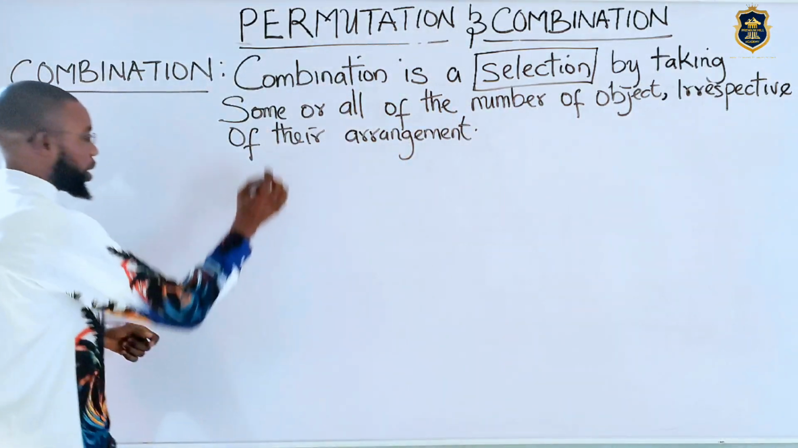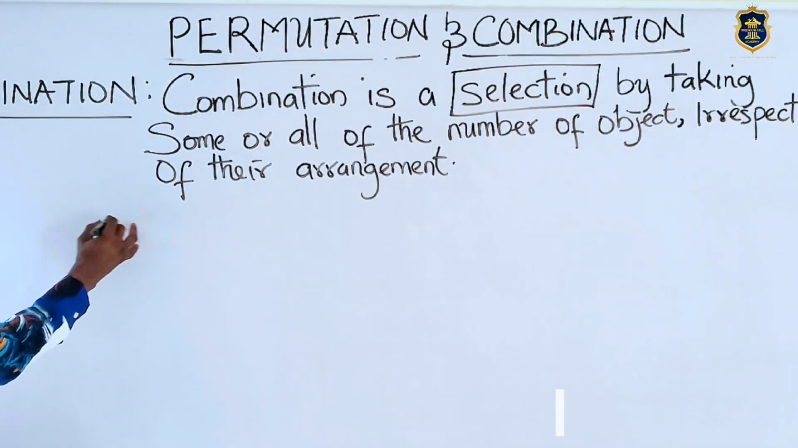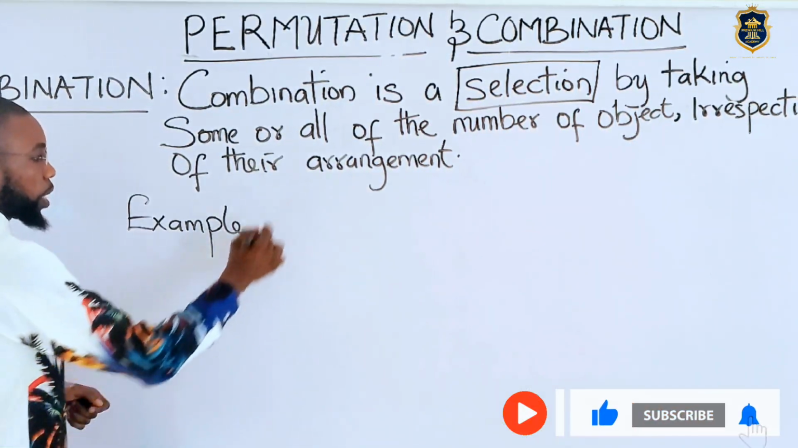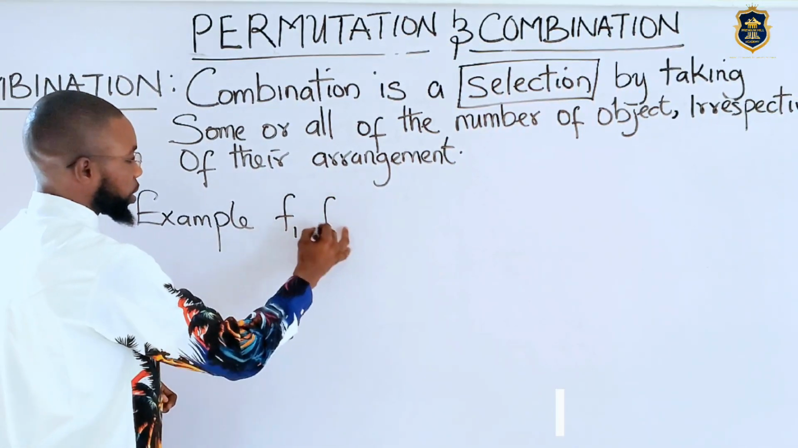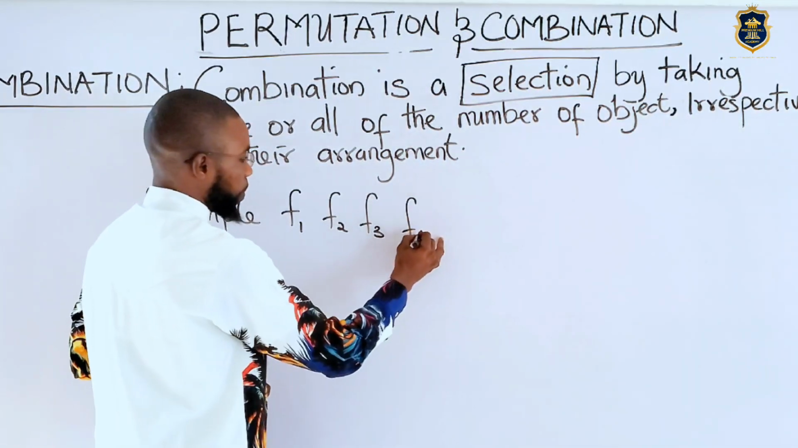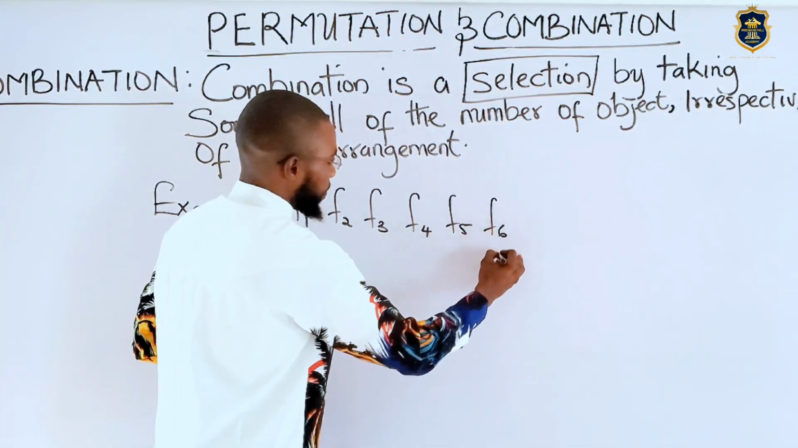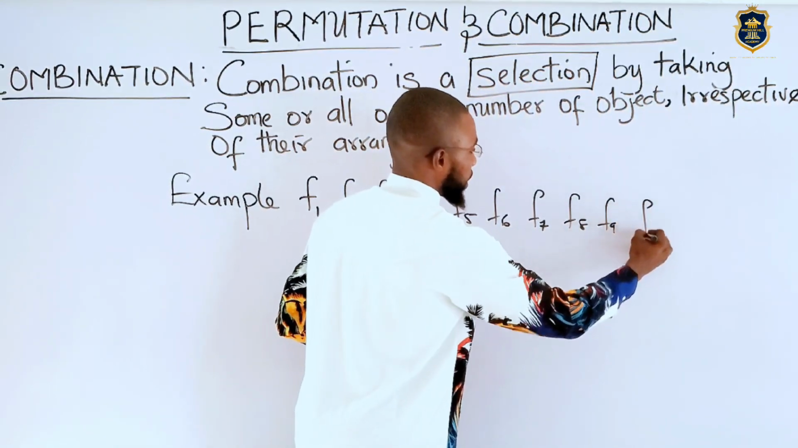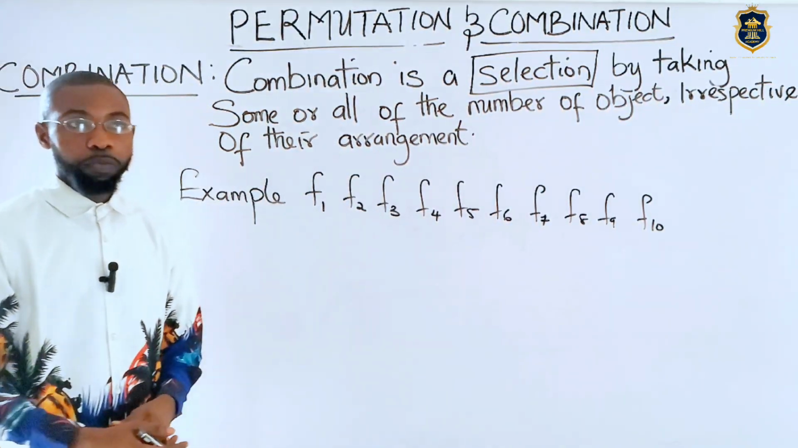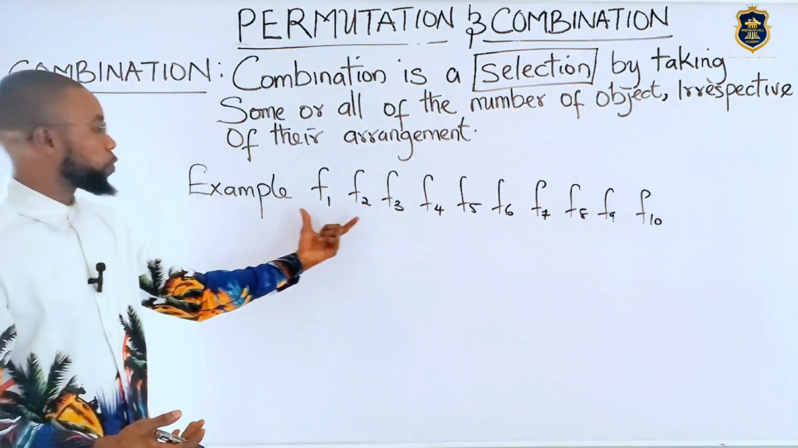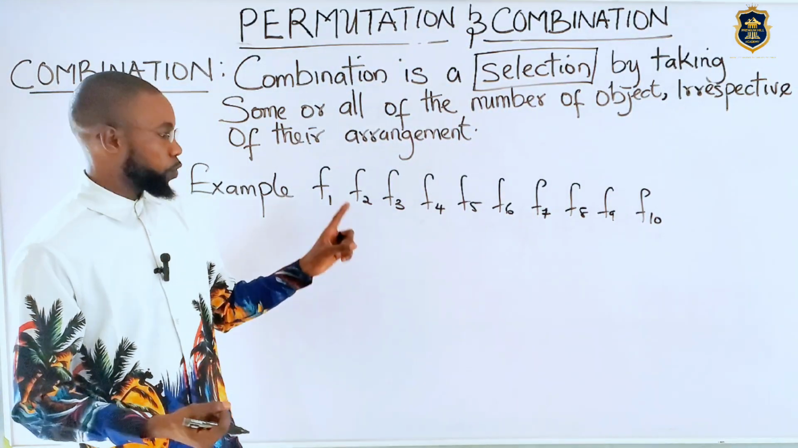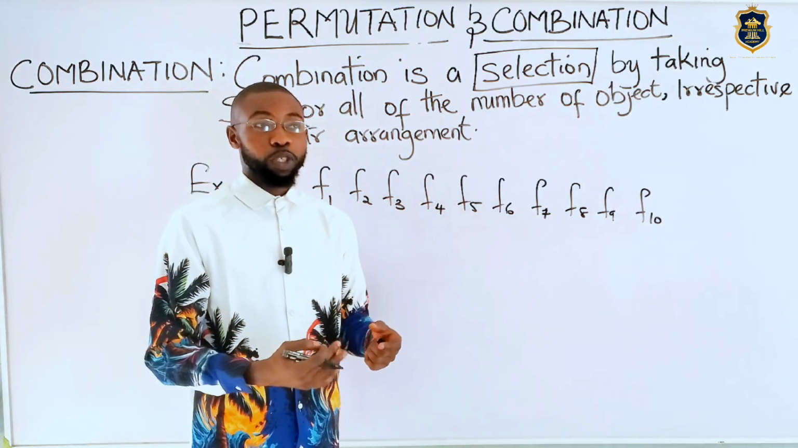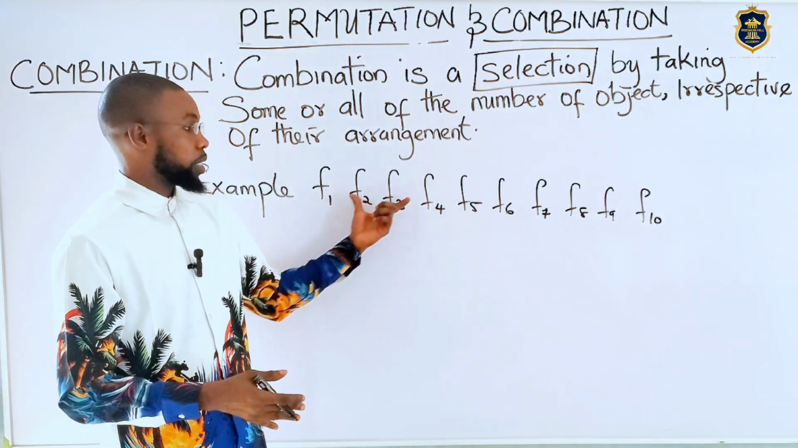So let's take for instance that we have, let's say, 10 fruits, right? Let's take an example. Let's assume we have 10 fruits here. Let's say fruit 1, F1, F2, F3, F4, F5, F6, F7, F8, F9, and then F10. These are 10 fruits. Now, how do we select 4 fruits from the 10 fruits? What are the possibilities of selecting 4 fruits from these 10 fruits?